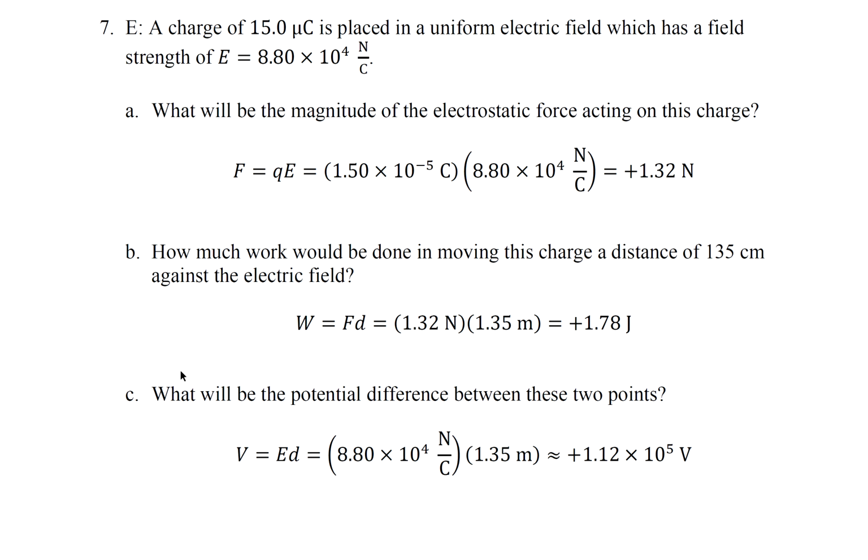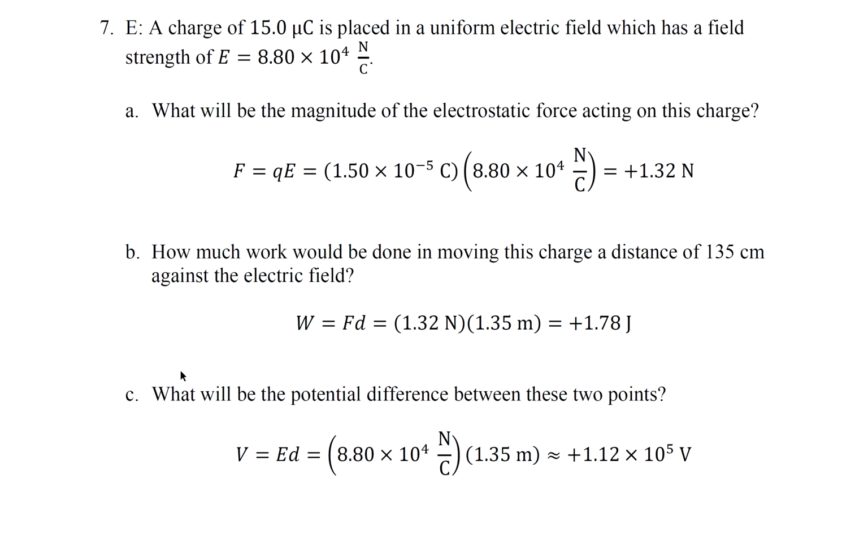Question 7. A charge of 15 microcoulombs is placed in a uniform electric field which has a field strength of 8.8 times 10 to the 4 newtons over coulombs. Part A. What will be the magnitude of the electrostatic force acting on this charge? Well, F equals QE. Part B. How much work will be done in moving this charge a distance of 135 centimeters against the electric field? So W equals FD.